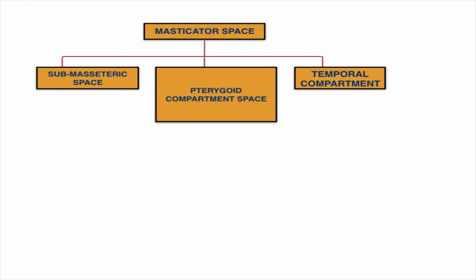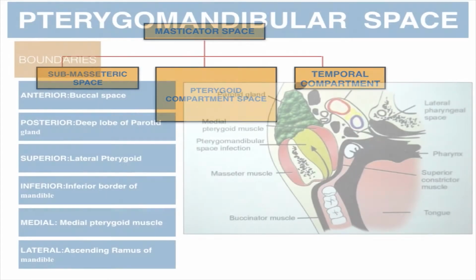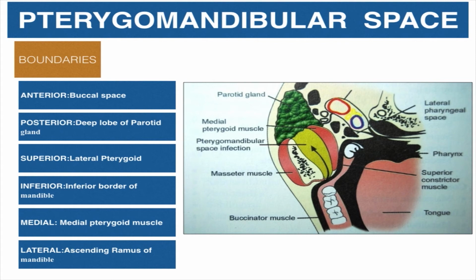Pterygoid component space or the pterygomandibular space is very important because it is encroached every day by a dentist for inferior alveolar nerve block and other block purposes. The boundaries of the space are mainly medially the medial pterygoid muscle and laterally the ascending ramus of mandible, and hence the name pterygomandibular space.